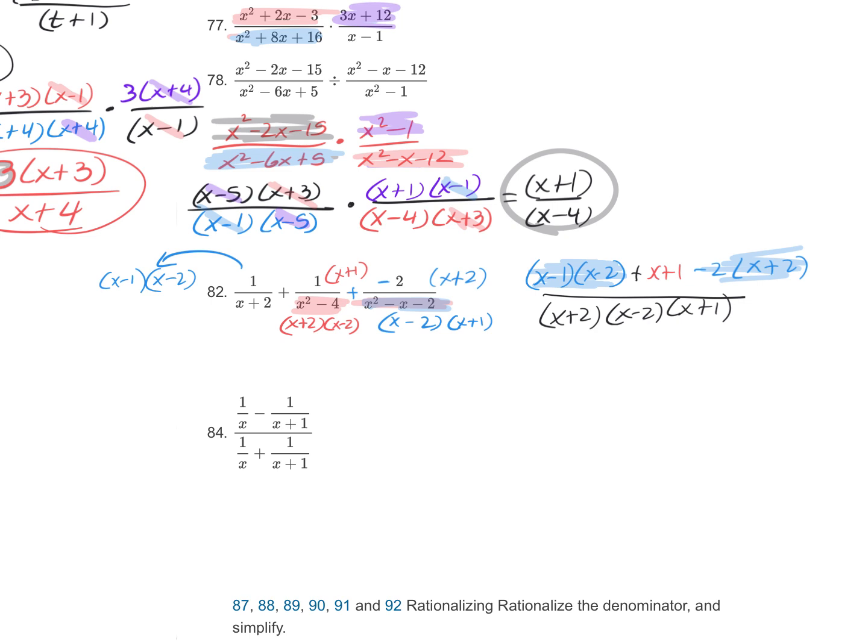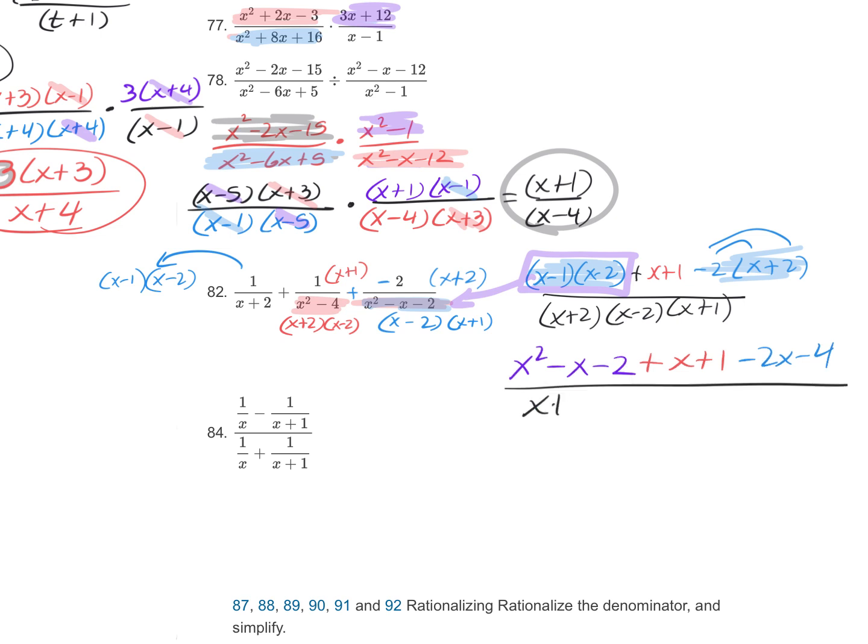So if I FOIL this right here, it actually is going to go back to this denominator of what it was. So this is actually going to FOIL into x squared minus x minus 2. I still have the red, and then I have to distribute this negative 2. Now I still have the same common denominator.